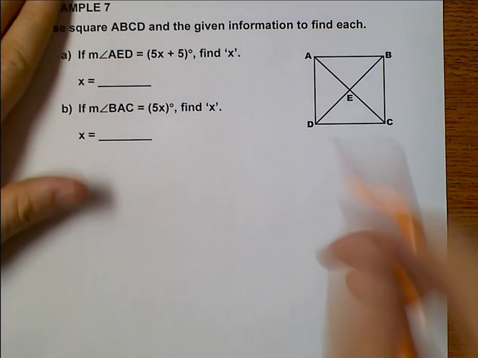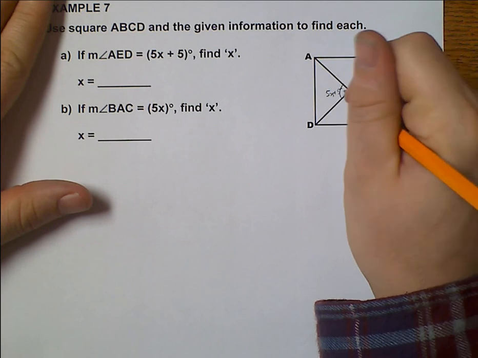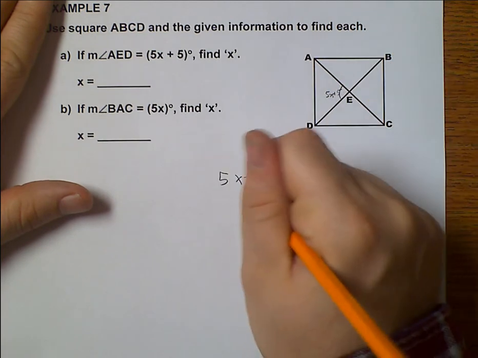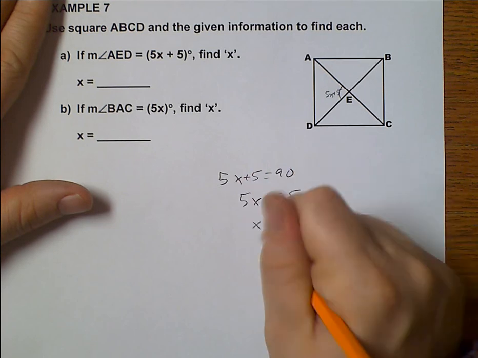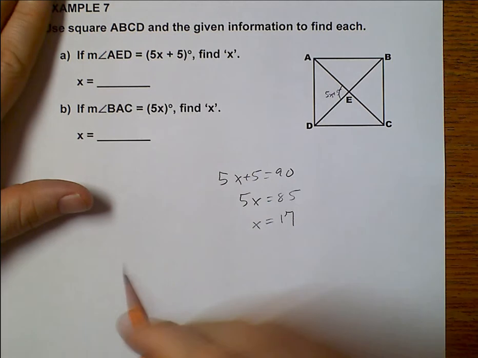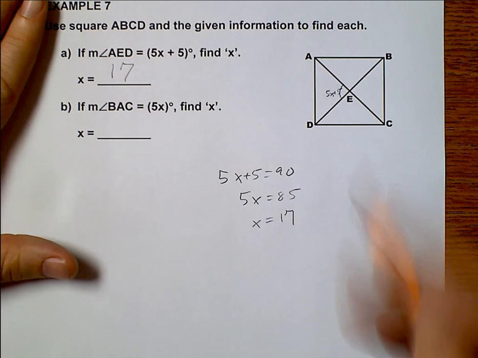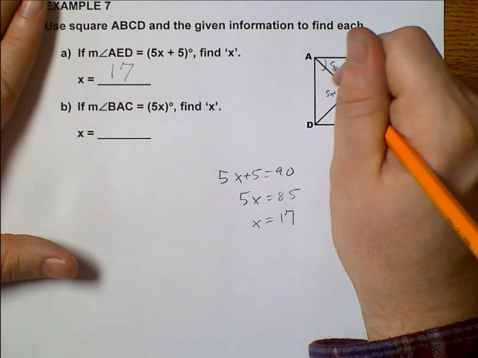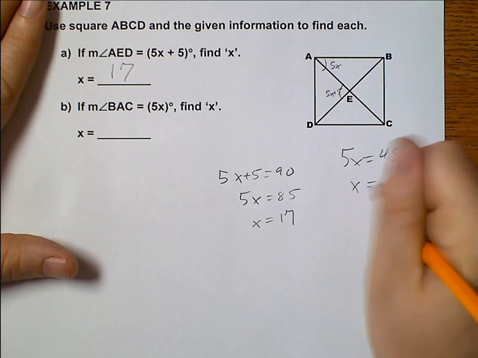Let's look at our last example. If AED is 5x plus 5, well, that means that 5x plus 5 equals 90. So 5x equals 85, meaning that x equals 17. And if they say that BAC is 5x, well, that must be 45. So 5x equals 45, which means that x must be 9.